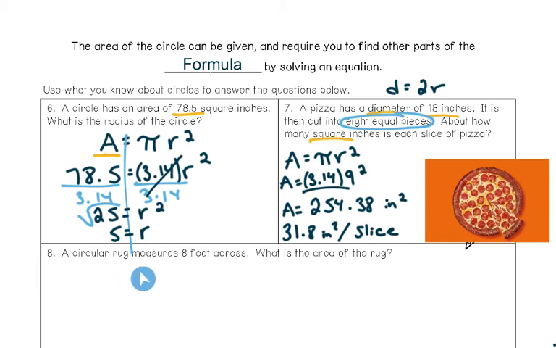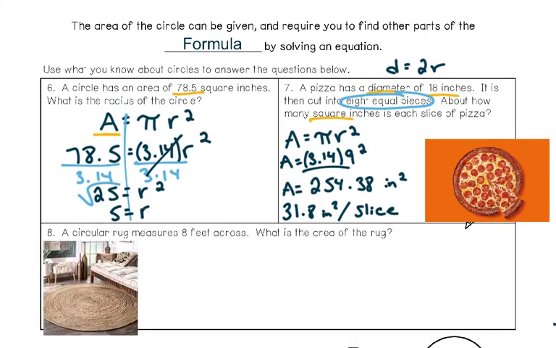It says a circular rug measures 8 feet across. What is the area of the rug? Here's a picture that might help you visualize this. I just picked a real cool aesthetic for this cool, cute rug. It measures 8 feet across. So think about it. What am I given here? Am I given the radius, the diameter, the area, the circumference? What does it mean when I'm getting a rug that's 8 feet across?